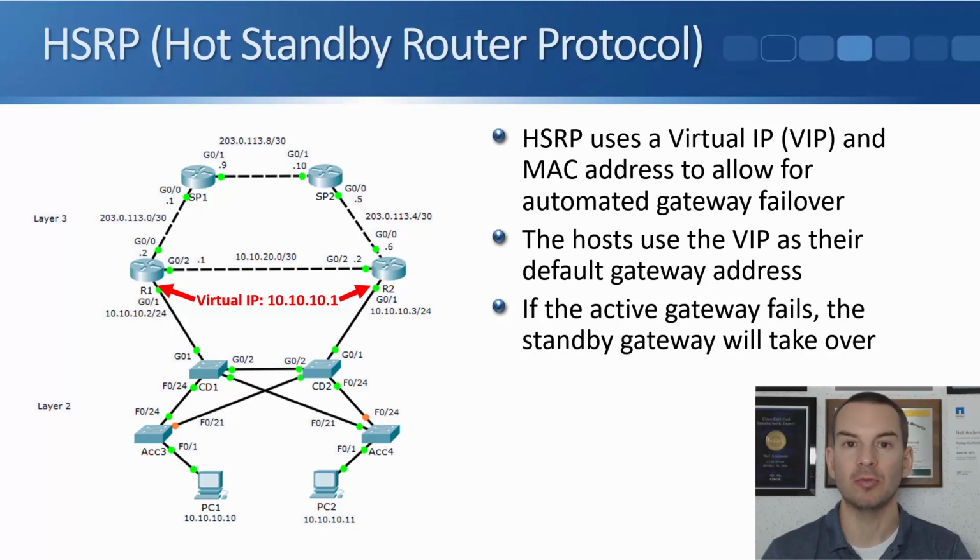So on the PCs, we just configure them to use 10.10.10.1 as their default gateway. They're completely unaware about HSRP. It's transparent to them. As far as they're concerned, they just have one gateway at 10.10.10.1. They don't know that there are redundant gateways there. They don't know if there's a failover. And the failover all happens automatically.